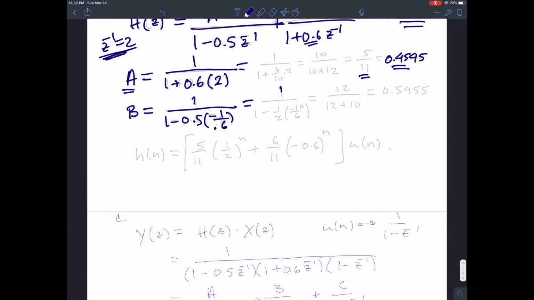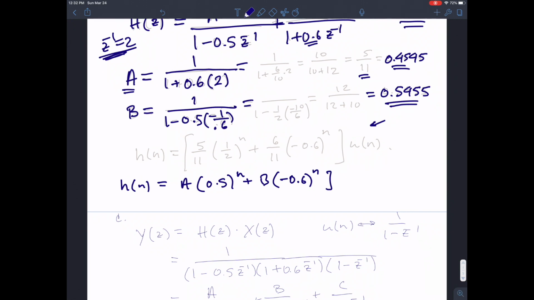Okay, and so you can go through this and just plug it straight into your calculator if you'd like and take it to 4 digits. And this is what we would get. From there, you can see what I've written here in a lighter shade, you could write this out as A times 0.5 to the n plus B times minus 0.6 to the n u of n, and you've already specified A and B, so you'd be good to go. All right, you can consider that part solved.